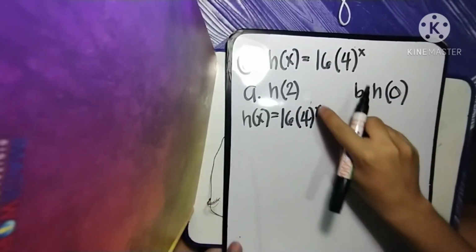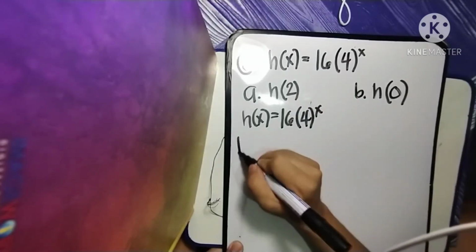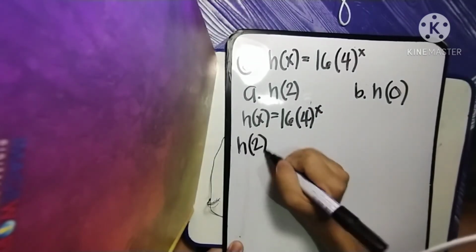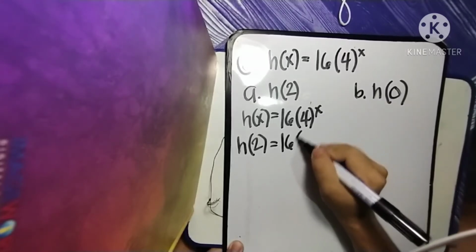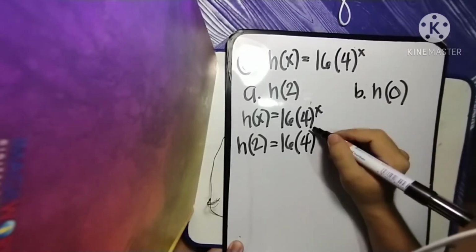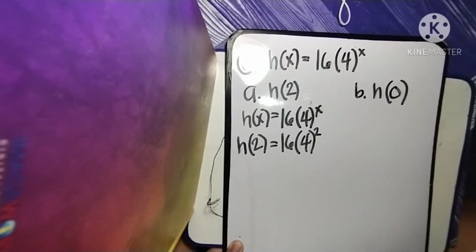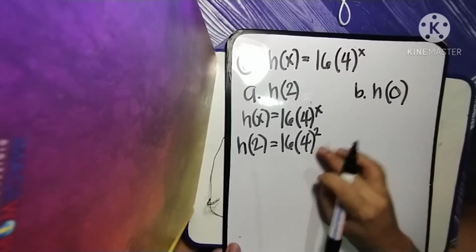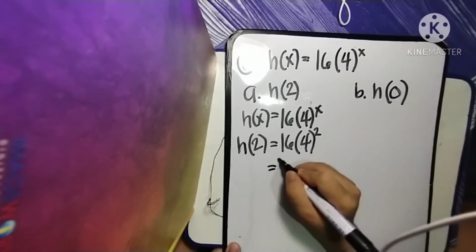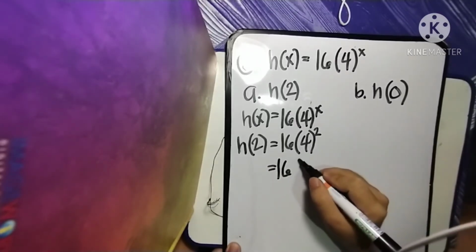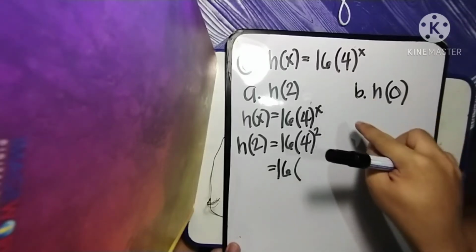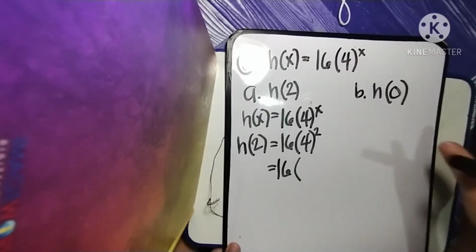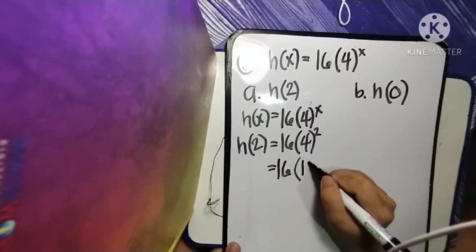Now the value of our x is positive 2. So this will become h of 2 is equal to 16 times 4 to the power of positive 2. Then apply the PEMDAS rule. Based on this presentation, we need to simplify first 4 squared. So copy 16, then 4 to the power of 2, or it can be expressed as 4 times 4, which is equal to 16.